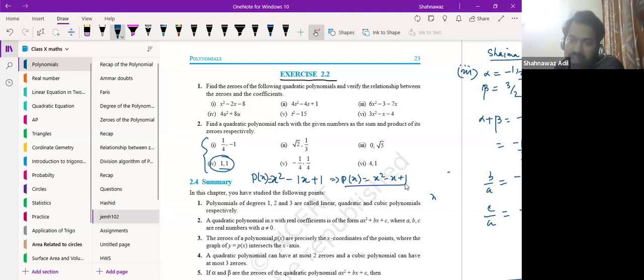How do you write that thing? So the sum of the zeros is given, the product of the zeros is given. So how do you write the quadratic polynomial? You write x square minus sum of the zeros into x plus product of the zeros. This is how you write the quadratic polynomial in the zeros form. Right? So you write x square minus (alpha plus beta) x plus alpha into beta. This is how you write the polynomial.